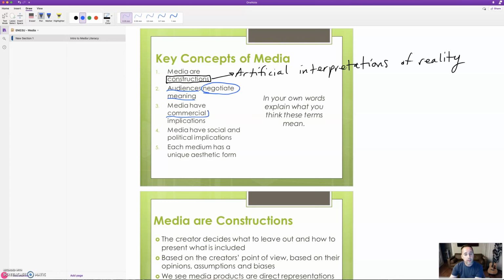Media have commercial implications. Okay, there's your money factor. They have social and political implications. Think about elections, things like that. And then each medium, so each type of media delivery mode, has a unique aesthetic form. What's aesthetic? It's like artistic. So if it's a radio commercial, it's going to be a lot different than a TV commercial. And they have their rules and style of communication based on whatever kind of medium it is.